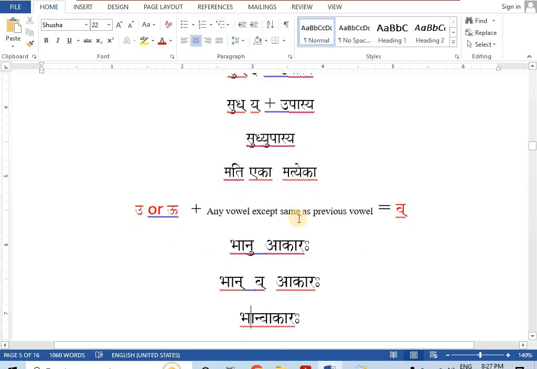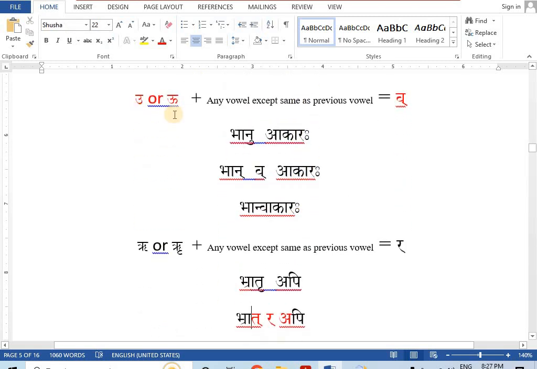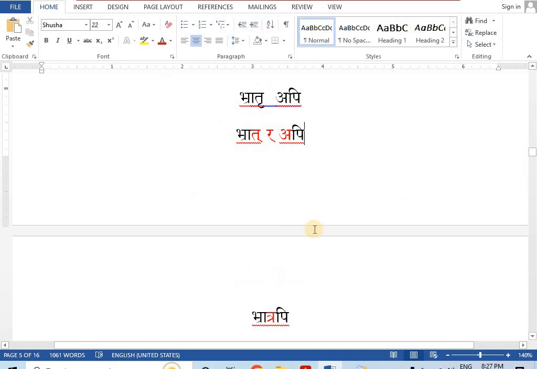Now, here we have the example of u. U should be converted to v if the next is a dissimilar vowel. Bhanu plus akaraha. Okay. So, Bhanu plus akaraha. Here, the word is ending with u sound. Next is a dissimilar vowel, a. So, u is converted to v, halant v. And next, join them. Bhan, v, a. Bhanvakaraha. If ru is there, then ru should be converted to ra.